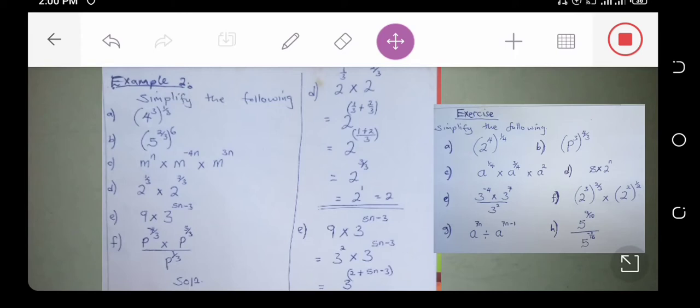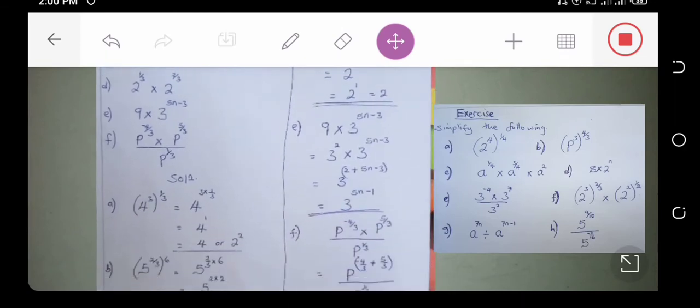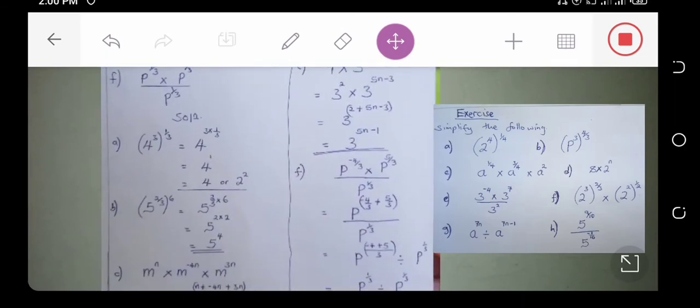So here, the example, we are given: simplify the following, and we are given A, B, C, D, E, and F. So here we are going to see again how to apply those laws of indices to simplify these questions. And here we can begin with A. Let us see the solution to A.